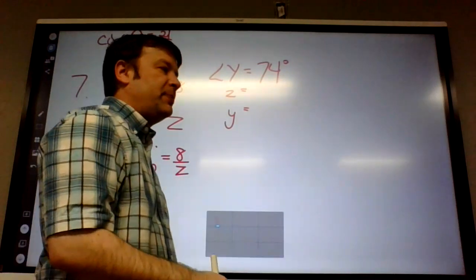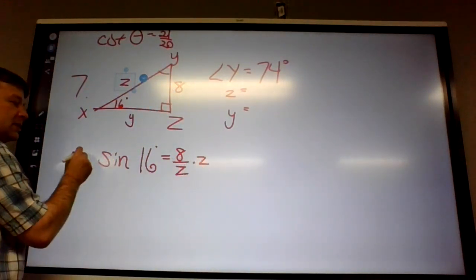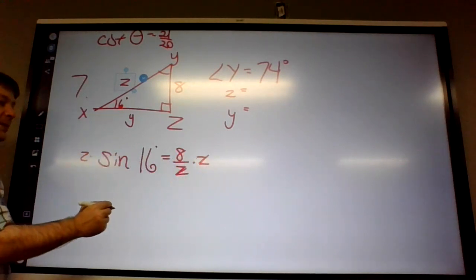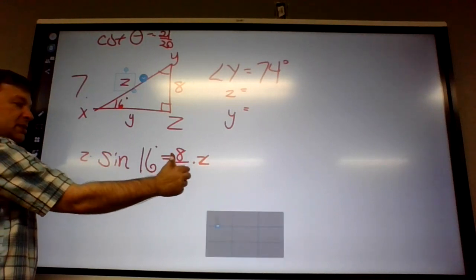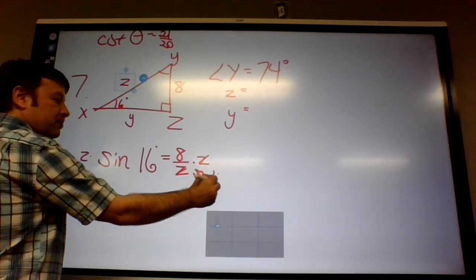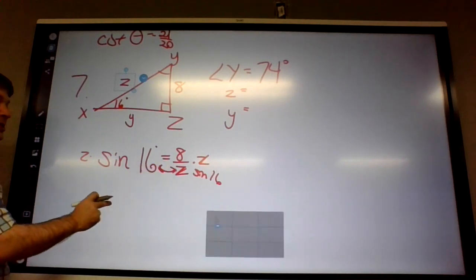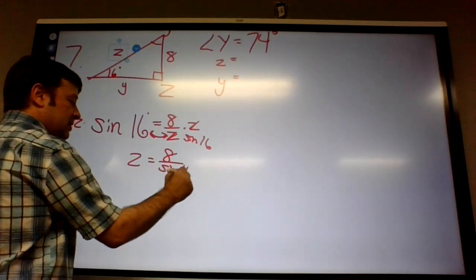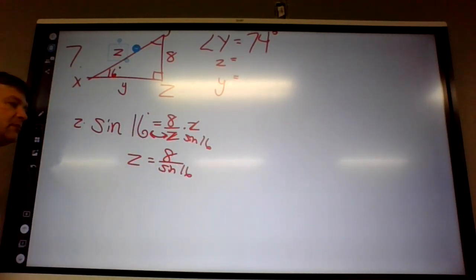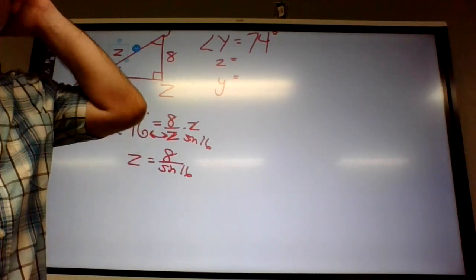So basically when you multiply both sides by z, that goes away. But then to get z by itself, you have to divide by sine of 16. So the sine of 16 kind of takes the place of z. So those two just switch places. So it's z equals 8 divided by sine of 16. Does that look like a z? And that's what you would plug in the calculator. And we are rounding to the tenths place now.